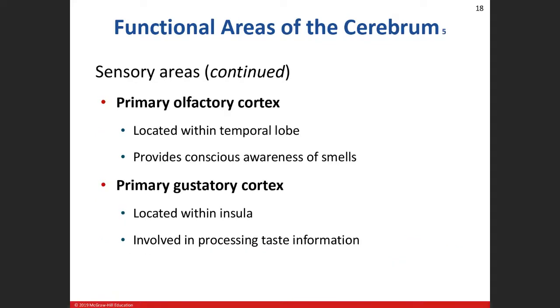All right, olfaction, smell. Again, we saw that smell was in the temporal lobe. Now olfactory gets a little bit different because we're going to play with the limbic system, and there's some other things, and we'll talk about that later on in this chapter. But this is where we're going to have that conscious awareness of smell. If it's pleasant to you, if it's offensive to you, all that will come from the primary olfactory cortex there. Gustatory, this will be taste, that's in the insula, the hidden lobe.